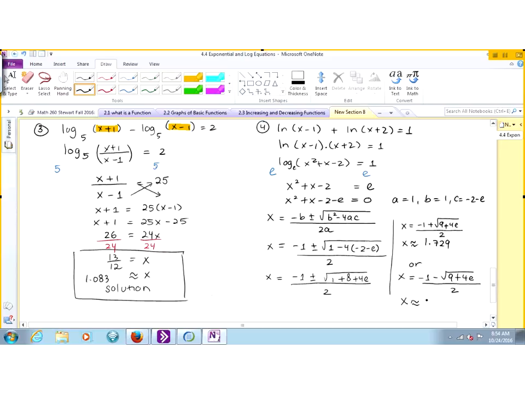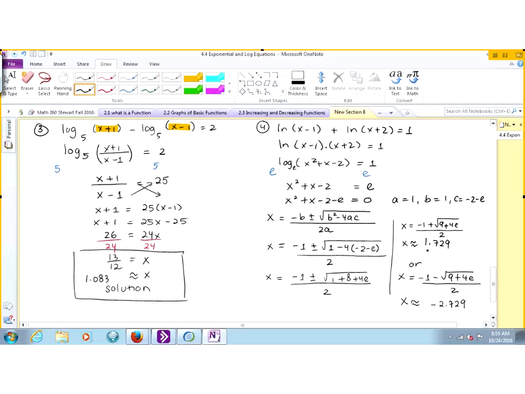1.729? Yes. What about the other one? Yes, thank you. So negative 1 minus square root of 9 plus 4e. Negative 2.729? Yes, you're right.